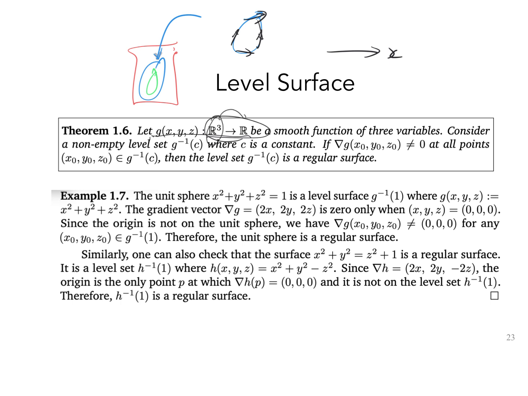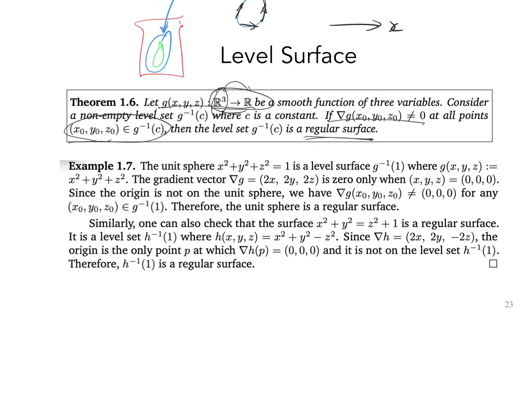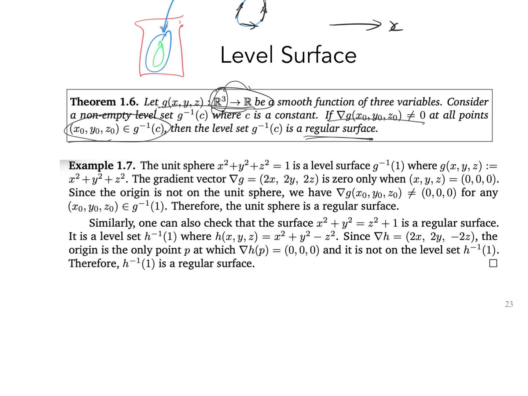If I map it into values, then what I need, in order to be a regular surface, is to check whether the gradient of that scalar function is not equal to 0 at all points where the inverse exists. Okay, if this is the case, then we also have a regular surface. So this is quite abstract, but let's look at this example.